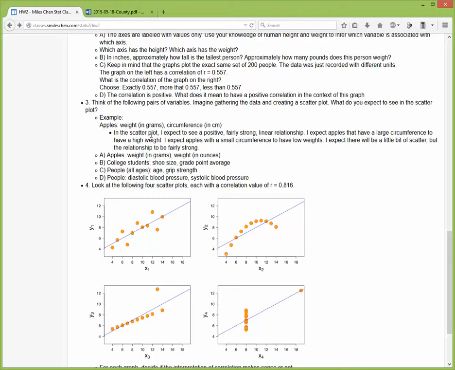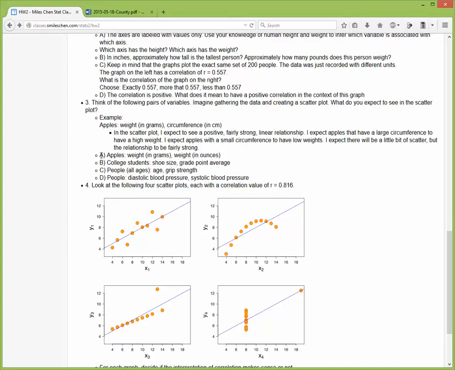Okay. All right, let's look at number 3. It says, think of the following pairs of variables. Imagine gathering the data and creating a scatter plot. What do you expect to see in the scatter plot? For example, if we were looking at the weight of an apple in grams and its circumference in centimeters, in the scatter plot you would expect to see a positive, fairly strong linear relationship. I expect apples that have a large circumference to have a high weight. I expect apples with a small circumference to have low weight. I expect there will be a little bit of scatter, but the relationship to be fairly strong. Okay? So that's the type of answer I was looking for.